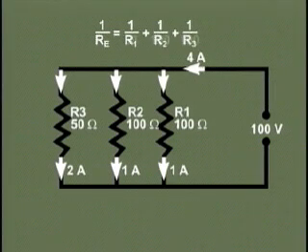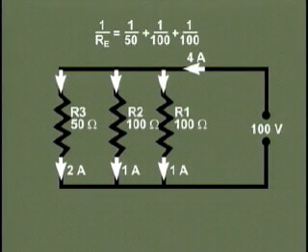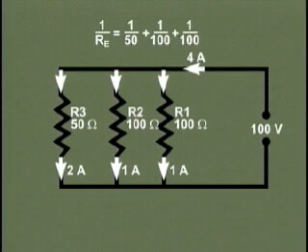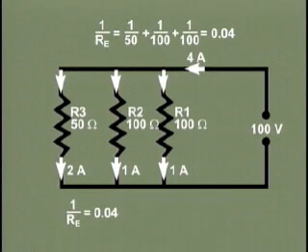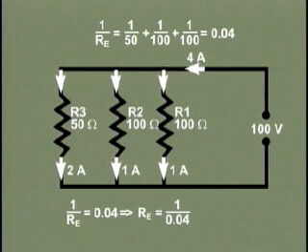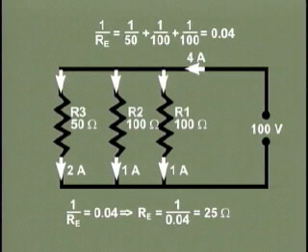In our example, then, we find that 1 over R equivalent equals 1 over 50 plus 1 over 100 plus 1 over 100 equals 0.04. Now remember, this is the reciprocal of the equivalent resistance. In order to find the equivalent resistance, we must divide 1 by 0.04, and this comes to 25 ohms.